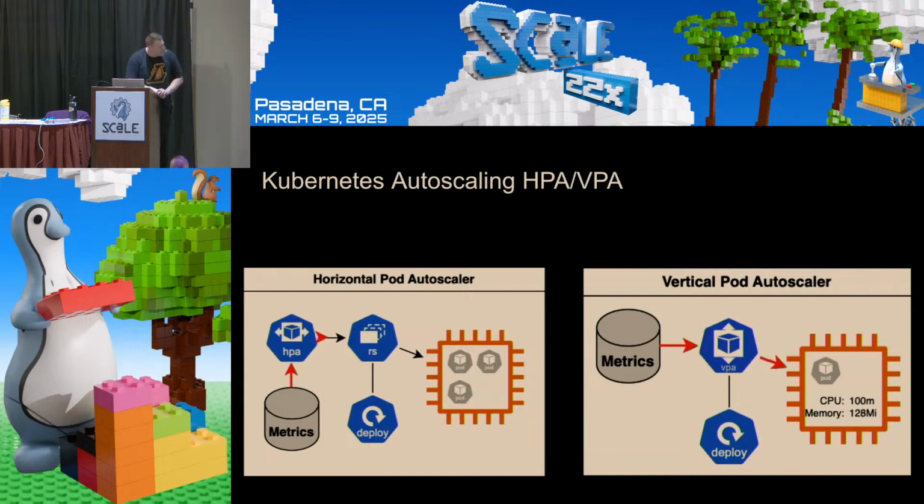The second case, which is my least favorite, is vertical pod autoscaler. I should probably point these out. Do these flows make sense? With HPA, it reads the metrics, sees you need a new pod, the replica set increases, and you get a new pod on an existing node. Vertical pod autoscaler is the same situation, but it may determine that you need a smaller or a larger pod.